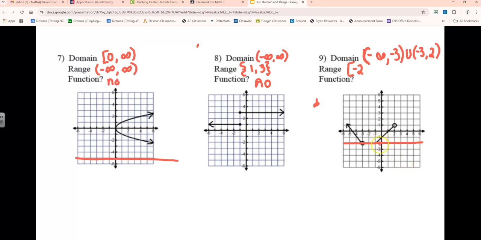And then I'm going to go on up with that horizontal line. If I go up to the very top up here, am I still touching the graph? I am, because of this arrow that means it goes up. So I'm going to go to infinity for this one, although it's really tempting to stop at that open circle there as well. Is this one a function? Yes.